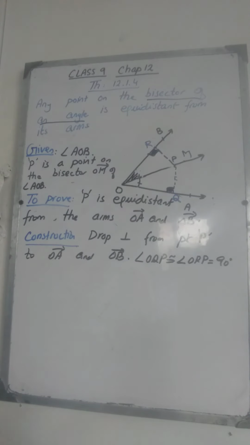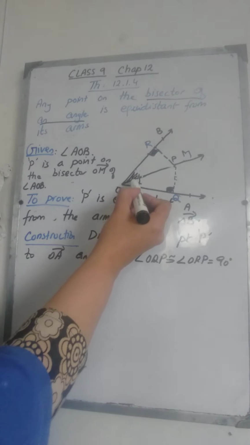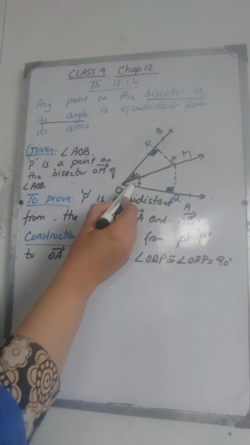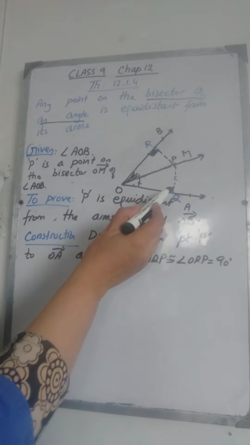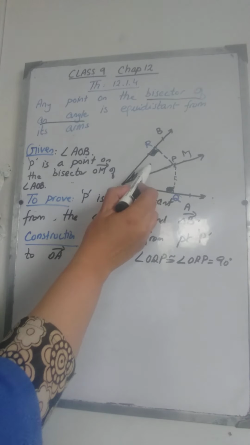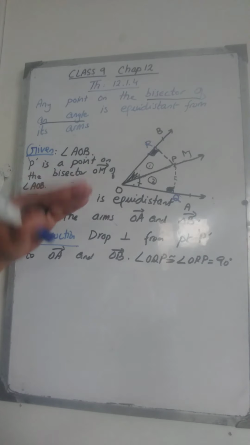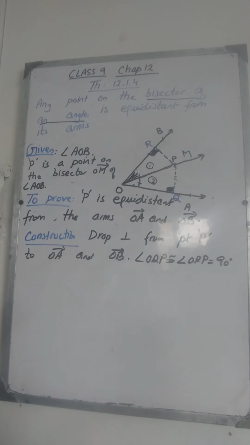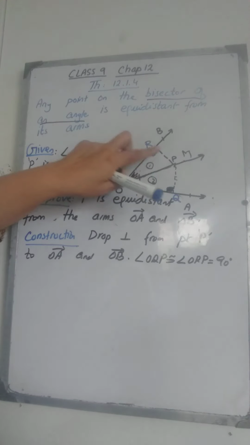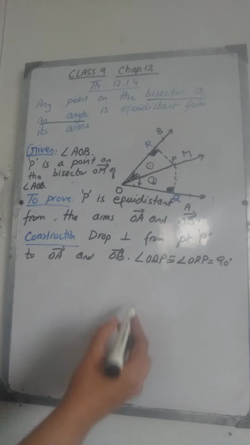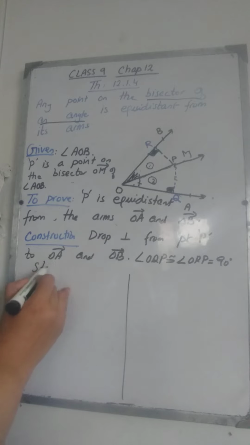Now here remember that as OM is the bisector, this angle will be congruent to this angle, and the 90 degree angle is also the same in these two triangles. We will consider these two triangles, and take the correspondence between them. With the help of the SAA postulate, we will prove them congruent, and from there we will get the direct result that PR is congruent to PQ, which will prove this statement. So let's start the proof of the theorem.